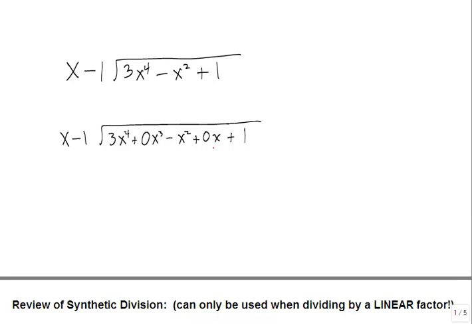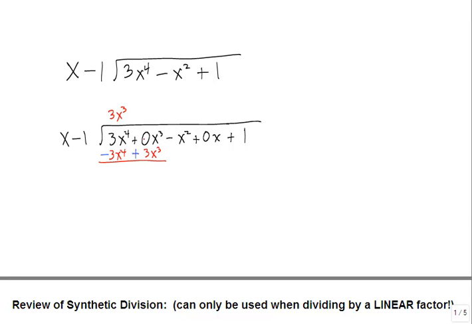So x times what would give me 3x to the fourth? I need a 3x cubed. Then we're going to take that 3x cubed times both of these. So 3x cubed times x is 3x to the fourth. 3x cubed times minus 1 would be minus 3x cubed. Draw my line, change my signs. So this becomes minus, this becomes plus.